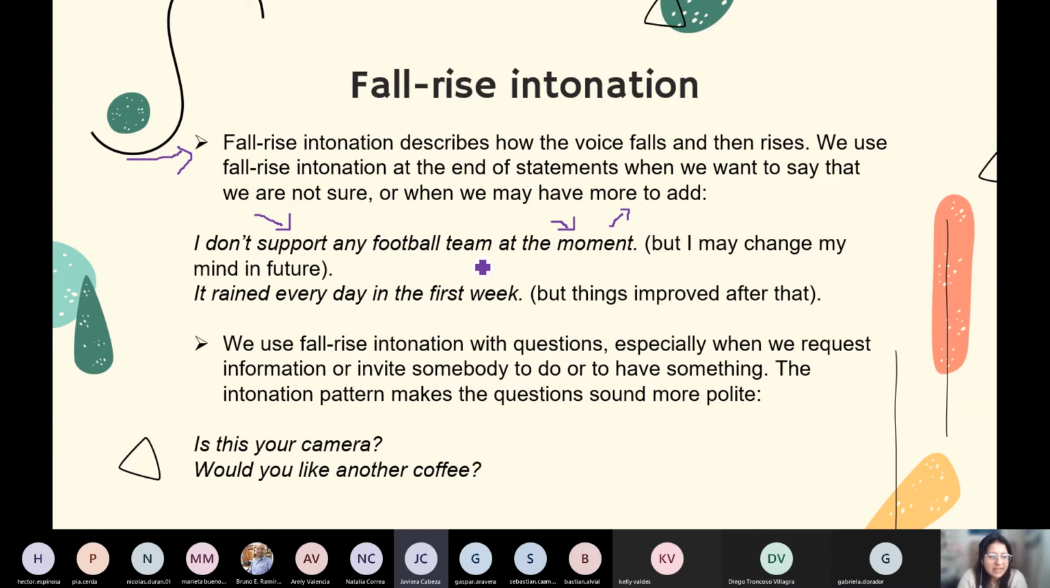The second example says it rained every day in the first week. But then in between brackets, we have that it changed. I mean, things improve after that. So we have a fall and then a rise. So it should sound like it rained every day in the first week. Like we are showing that maybe even though it rained, things improve after that. So it rained every day in the first week. We go down and then we go up.